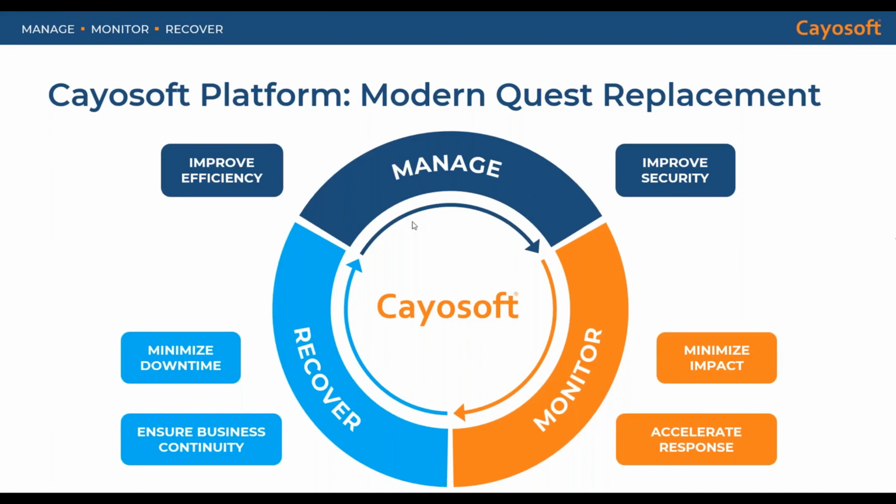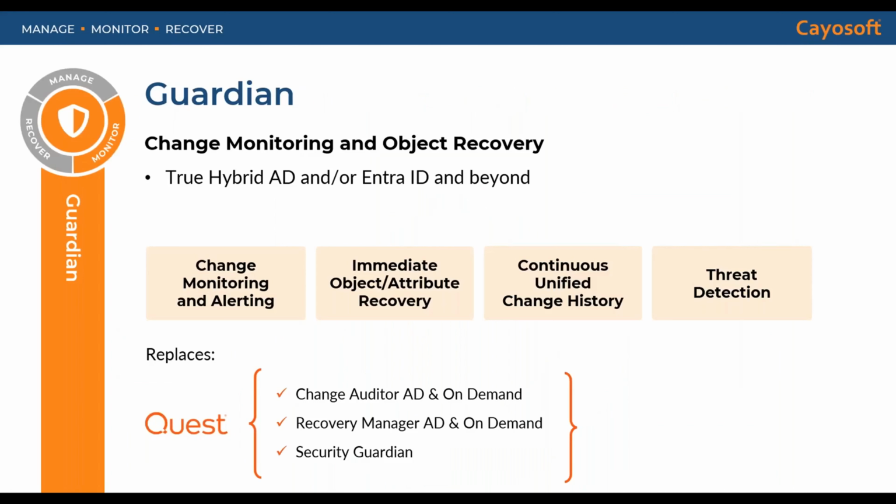Thank you, Dmitry. Let's go ahead and look a little bit further into how Cayosoft is modernizing this space. The first thing we're going to look at is Cayosoft Guardian. As Dmitry mentioned earlier, it's all about change monitoring, object recovery, as well as threat detection. So if we look at it from a change monitoring and alerting perspective, it allows you to do continuous change monitoring across the entire ecosystem, not just on-prem Active Directory. We can look at Entra ID, Microsoft 365, things like Exchange Online, Teams, as well as Microsoft Intune.